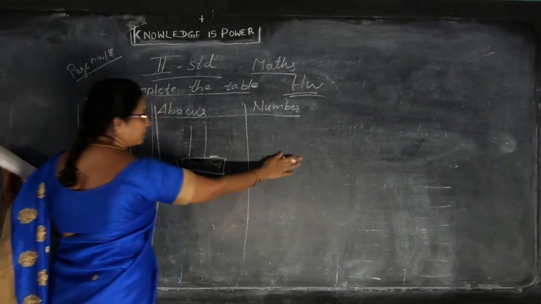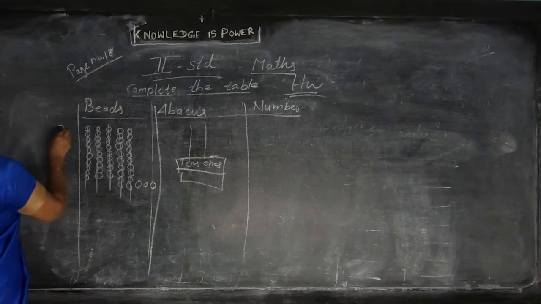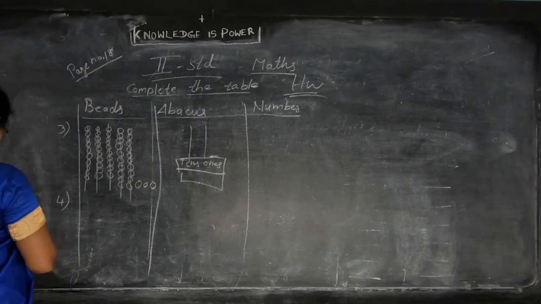What number will come here? You write down. Then 1 and 2 I taught you in the class. 3 and 4 is homework for you. Okay?